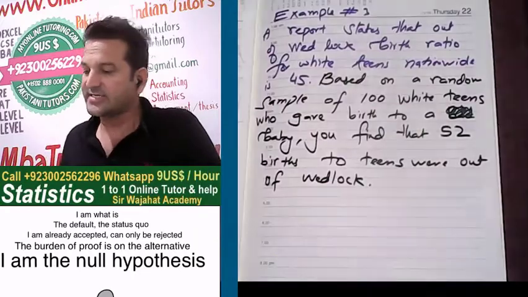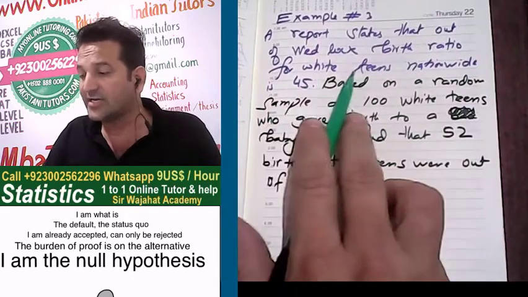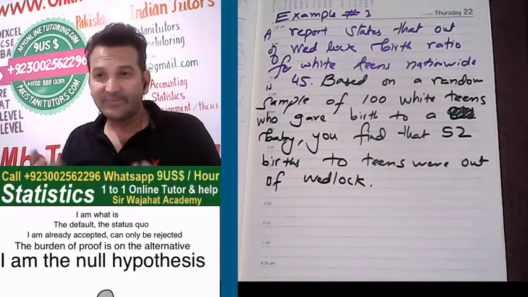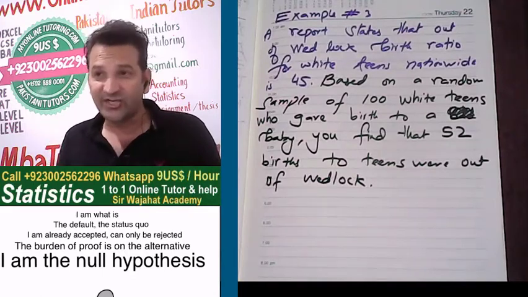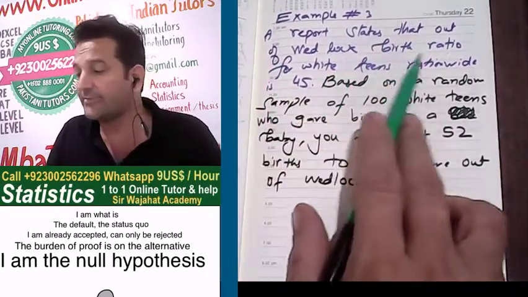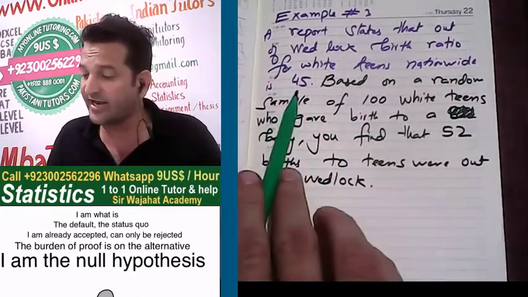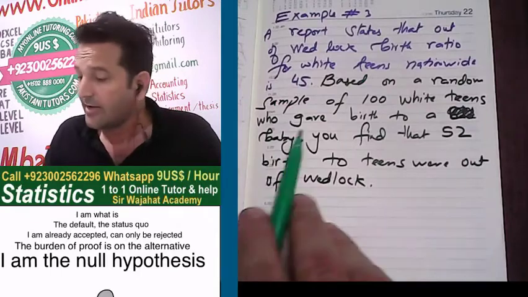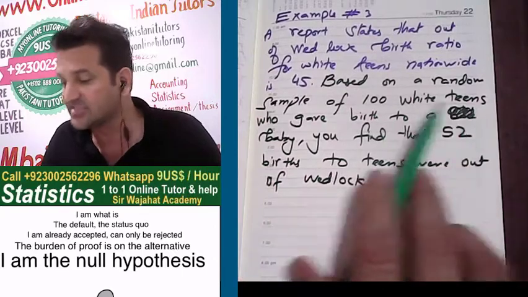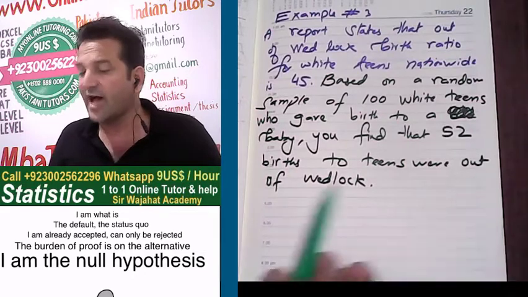And the last example: a report states that the out of wedlock birth ratio for white teens nationwide is 45. When people give birth to babies without having marriage, it is called out of wedlock. A report states that the out of wedlock birth ratio for white teens nationwide is 45. Out of every 100 babies, there are 45 babies born without marriage. So now we are going to check this claim. Based on a random sample of 100 white teens who gave birth to a baby, you find that 52 births to teens were out of wedlock.